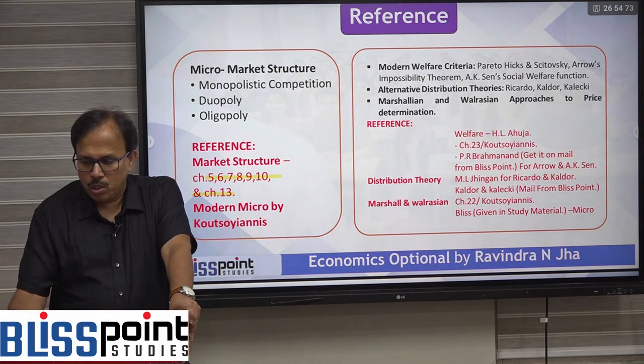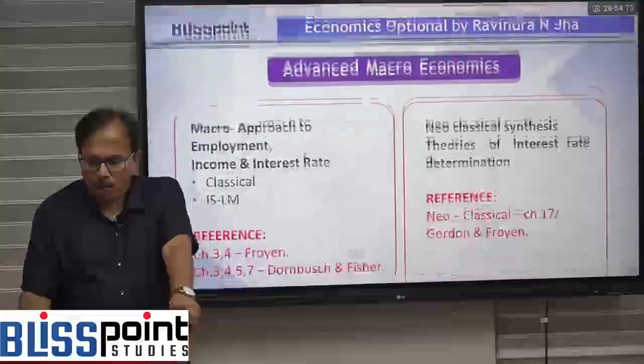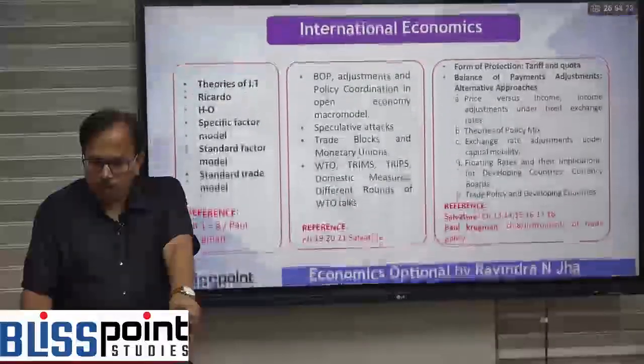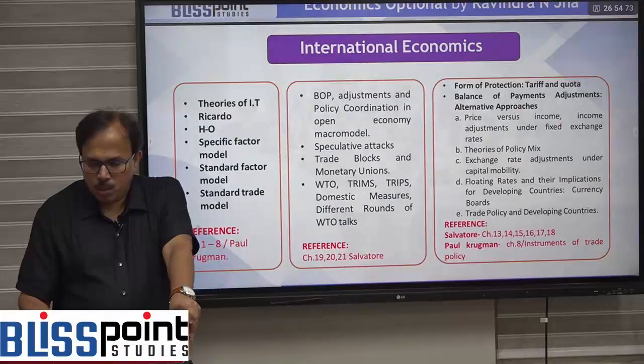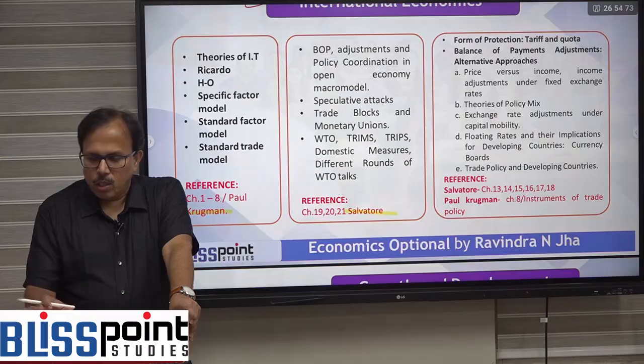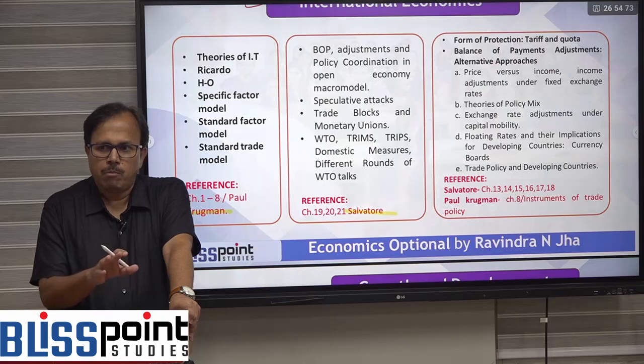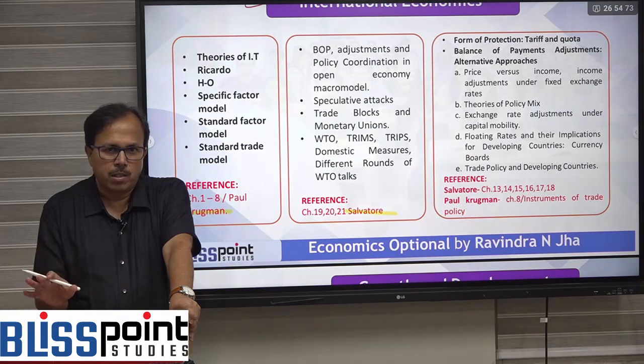Similarly for distribution and welfare, for macroeconomics, Froyen and Dornbusch, and for money and finance, then for international economics it is Paul Krugman and Salvatore. We'll be starting today with the international economics part. So a list of topics is there, no need to buy any specific book, all Xerox will be included in your micro, macro and money and banking spirals.